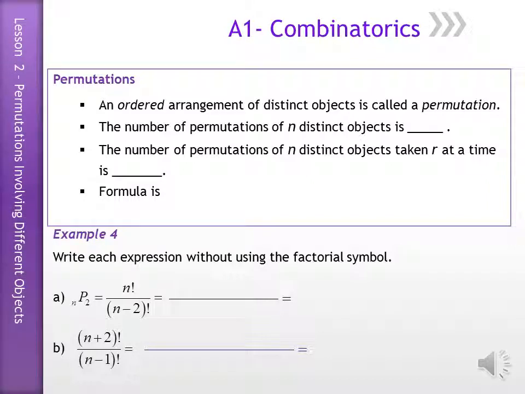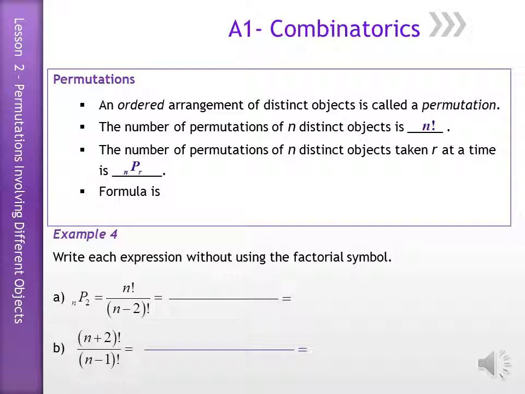Summary of permutation. Definition: a permutation is an ordered arrangement of distinct objects. The number of permutations of n distinct objects is n factorial. This is when all n objects are being ordered. The number of permutations of n distinct objects taking r at a time is nPr.